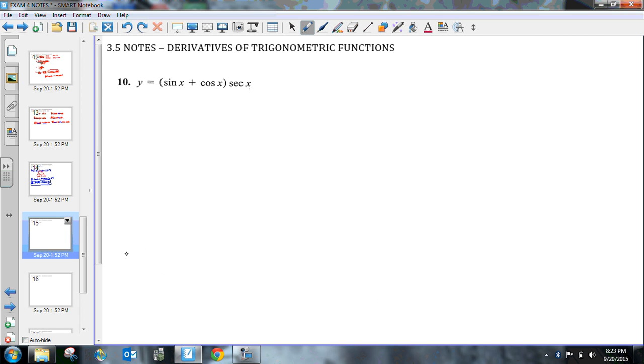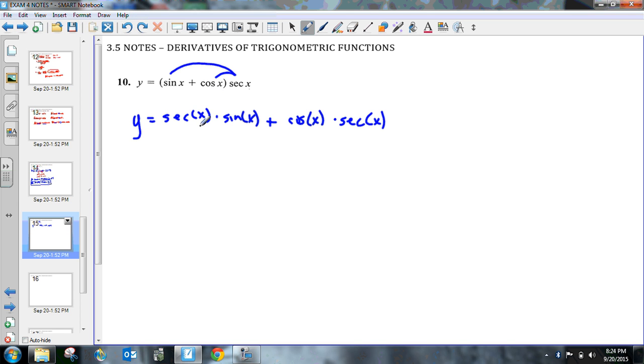Okay, this one's a little bit interesting. I could do the product rule here and call this part u and call this part v. That's one way of doing it. But what I see here, and this may not be as apparent to you, is that I'm going to multiply and distribute my secant of x in here and see what I get. This might make it a little bit simpler. So if I have y equals, let me do secant of x times sine of x, and then plus cosine of x times secant of x.